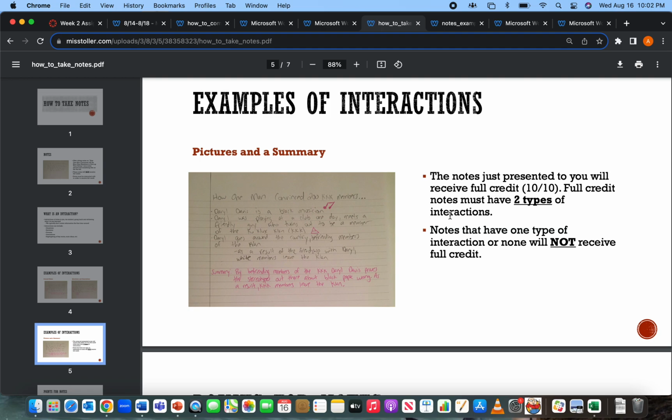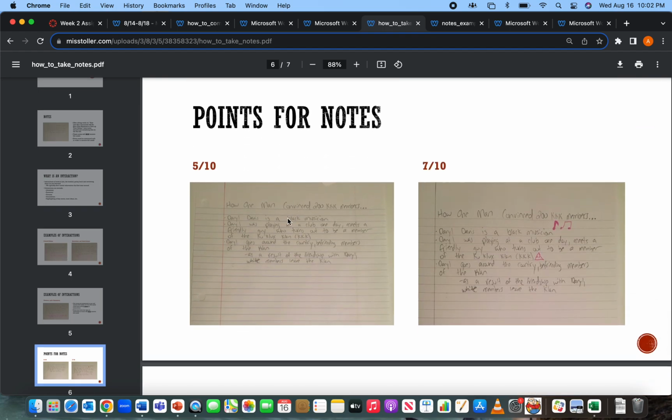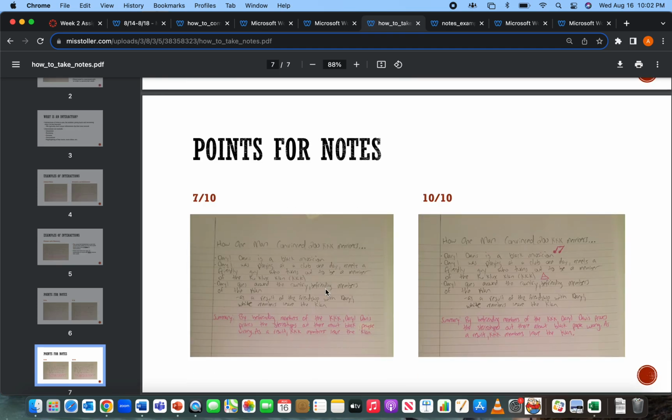But in order to get 10 out of 10 on your notes, you do have to have two types of interactions, and that's two different types. So if you draw two pictures, you're not going to get full points. It would be a 7 out of 10. But if you did pictures and questions, that would totally work. So again, if you take notes and do absolutely nothing with them, they are 5 out of 10 points. If you were to do one type of interaction, that would be 7 out of 10 points. Again, if you were to just write a summary, that would be 7 out of 10 points. But if you were to draw pictures and do a summary, that would be 10 out of 10 points.